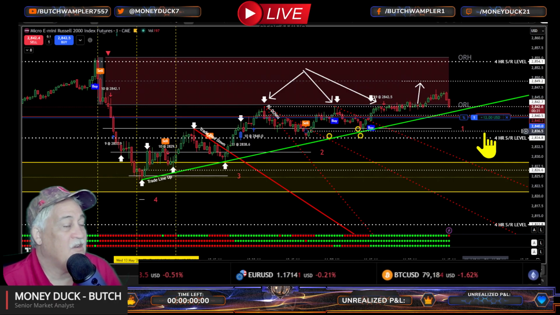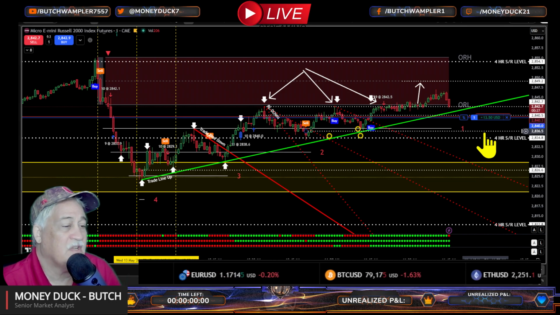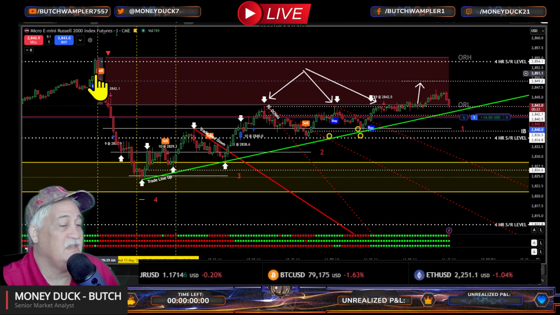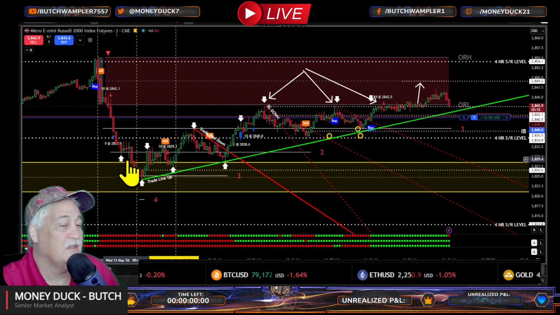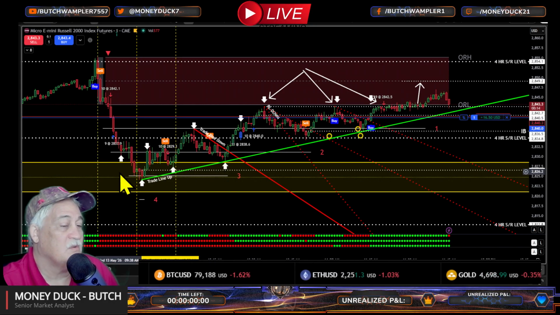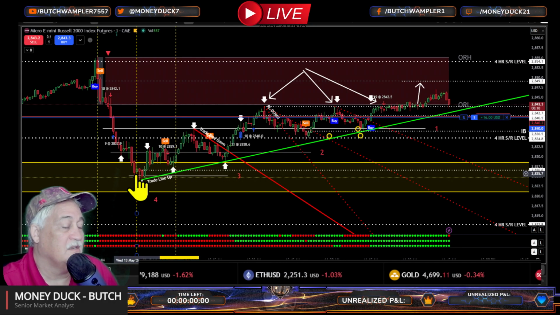So not bad on the day. If you look at the moves, too, just look at the swing from the first 3 minutes of the session. Basically, it went down and went through level 1, through level 2, and touched level 3. So it did hit take profit level 3, okay?